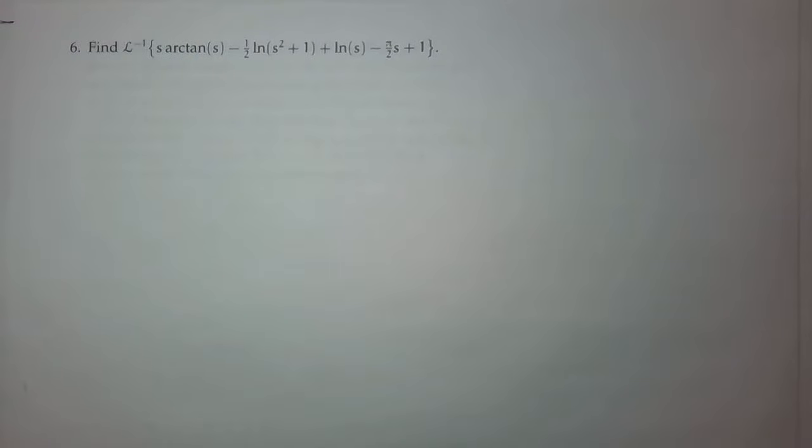Number 6. We're starting to get towards the end of our Laplace stuff. Find the inverse Laplace of s arctangent of s minus a half log of s squared plus 1 plus natural log of s minus pi half times s plus 1. Okay. Well, it just wouldn't be a Steve Butler review without an arctangent. So you know we had to throw it in there. All right.